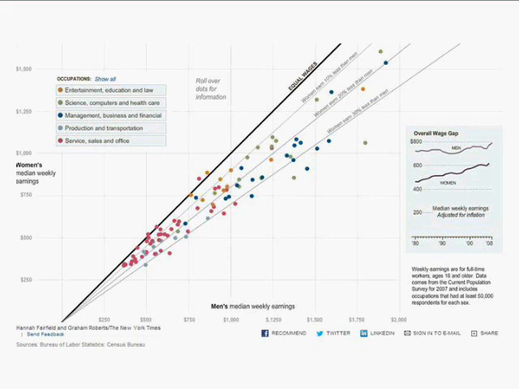So any point that's to the top left of that line means women are making more than men, and any point that's to the lower right of that means that men are making more than women. And you can see that there are more points, of course, in the lower right here.